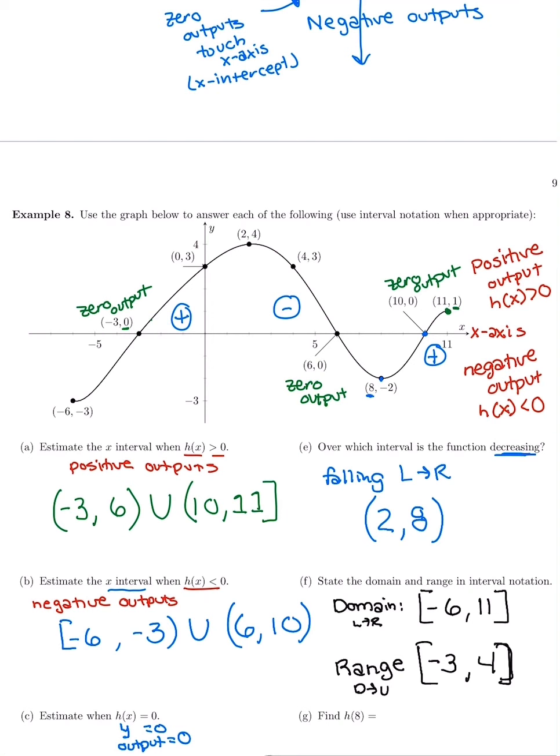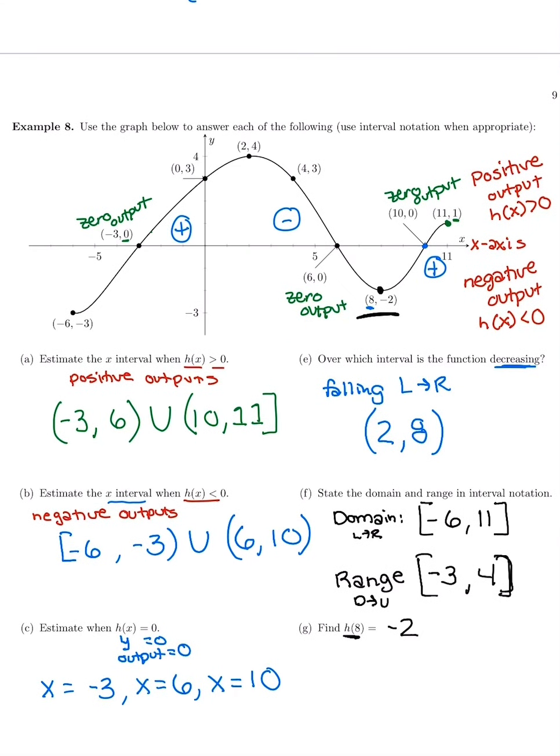All right, last piece says, what do you get when you plug in 8 for x? What's the y value? So I'm looking at the graph for the x value 8. Here's my point. When you plug in 8, the y value is -2. So finally a nice simple answer that doesn't have to be in interval notation.